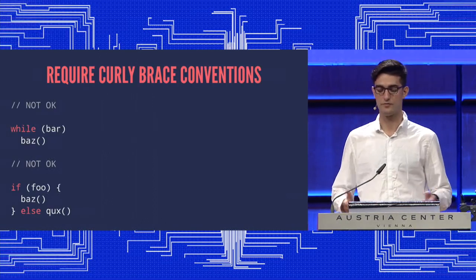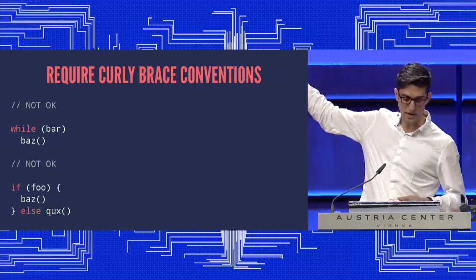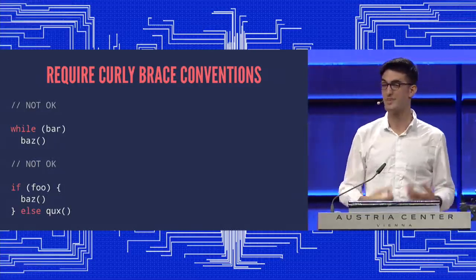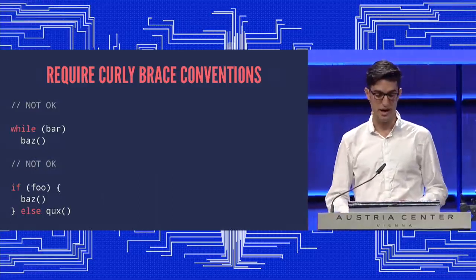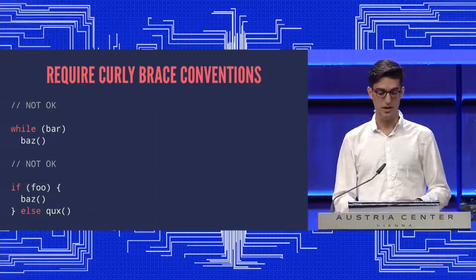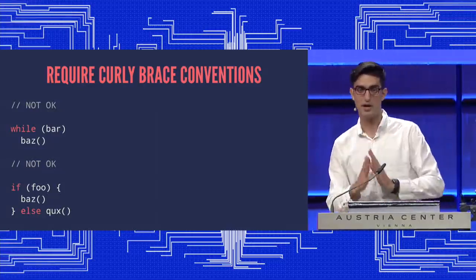So we can, again, lint for this. It's not necessarily incorrect. This first while statement here is not necessarily wrong. It's just risky, because somebody might come along later and add a second expression after that baz function call, and think that they're including it in the body of the while loop when they're not.